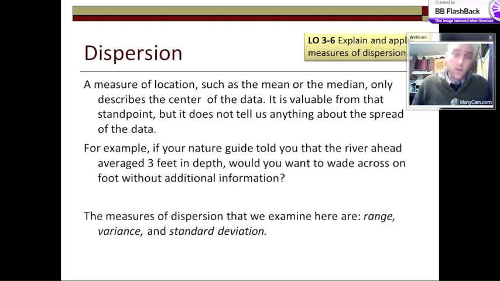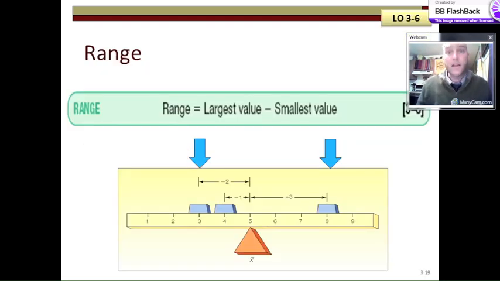Now, if you did, you're probably falling in a sinkhole because most rivers aren't completely flat. They might have shallow spots, they might have really deep spots. When you average that all out, your average might be 3. But that doesn't tell you whether or not it's consistently 3 or whether it spikes to very shallow and very deep. How much it changes, that's dispersion. And we get things like range, variance, and standard deviation.